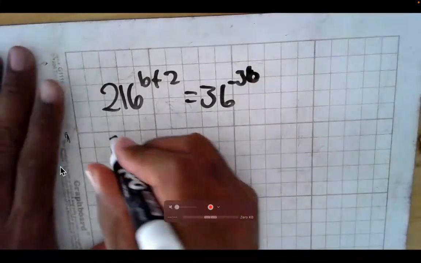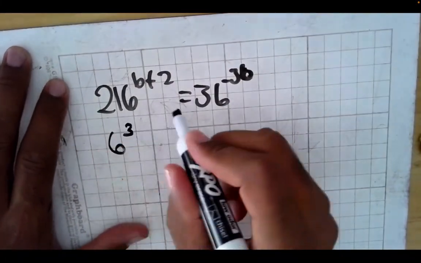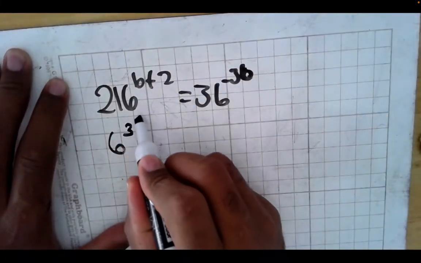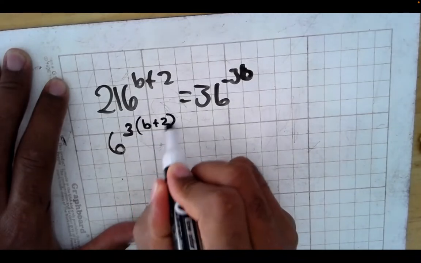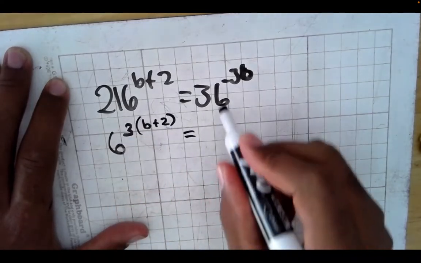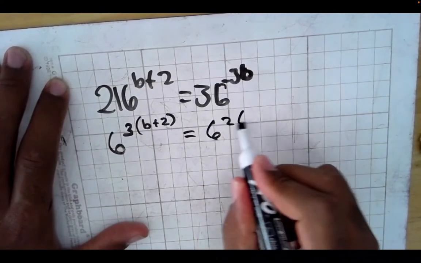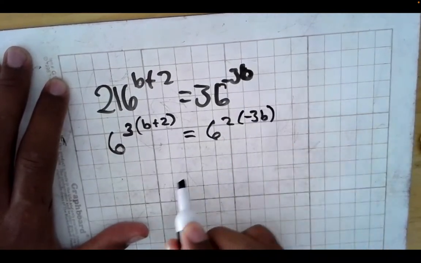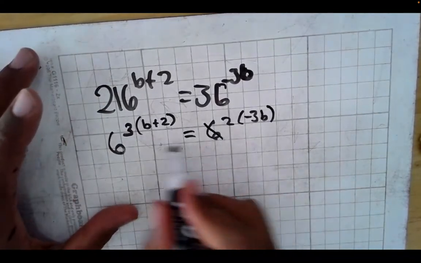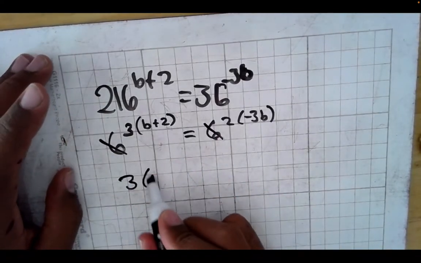So for 216, it's 6 cubed. And what I do is I bring down the exponent and multiply that, or distribute it. And then for the 36, that's going to be 6 squared. And then I multiply that times negative 3b. Now remember, once you get the bases the same, they basically just cancel out. And I bring down the exponents.